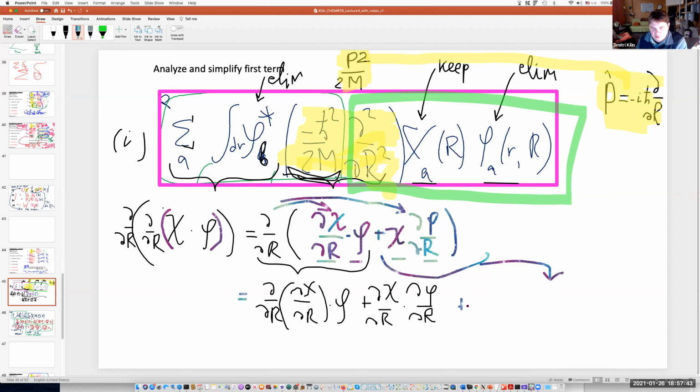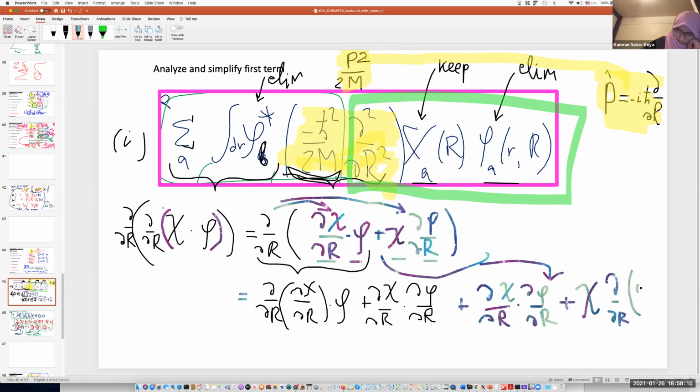I will have the derivative of the nuclear wave function over the position of the nucleus times the derivative of the electronic wave function. And the last term will be the nuclear wave function unchanged times the derivative of the derivative of the electronic wave function.